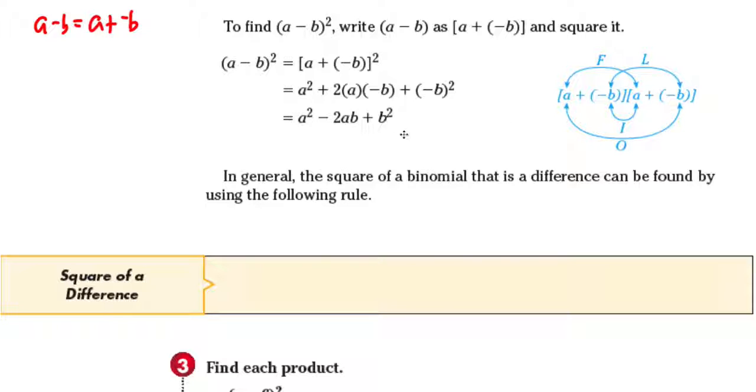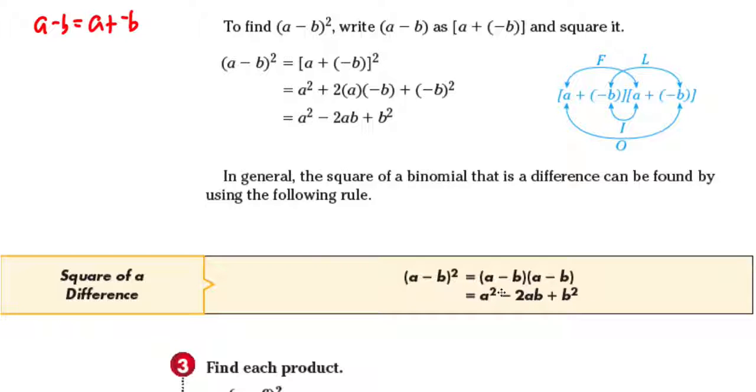So if you notice, it comes out the same whether we use the square of a sum or the FOIL method. So in general, the square of a binomial, that is the difference, can be found by using the following rule. Now take a look at this one. A minus b quantity squared is the same as a squared minus 2ab plus b squared.